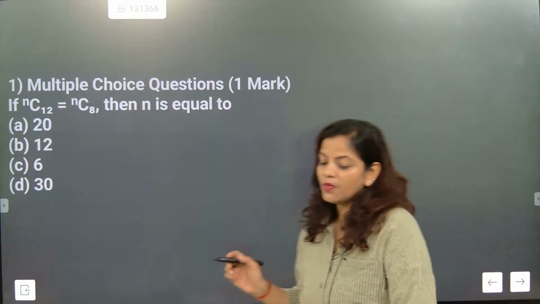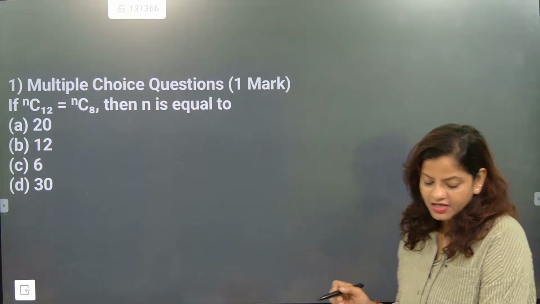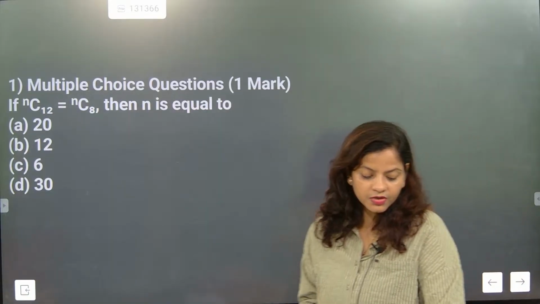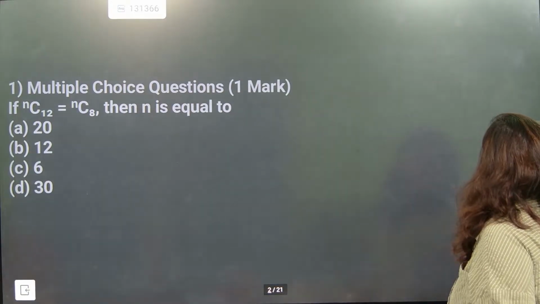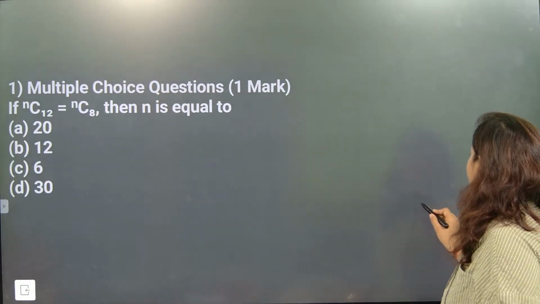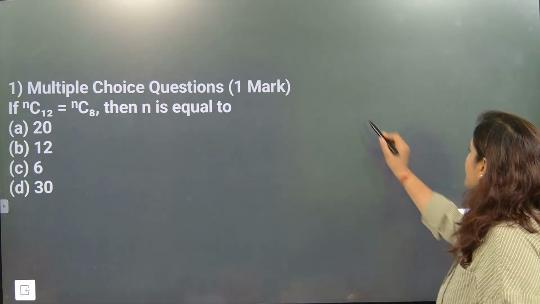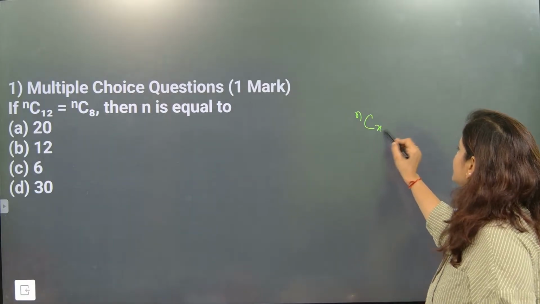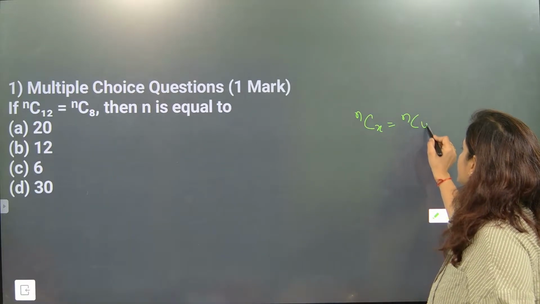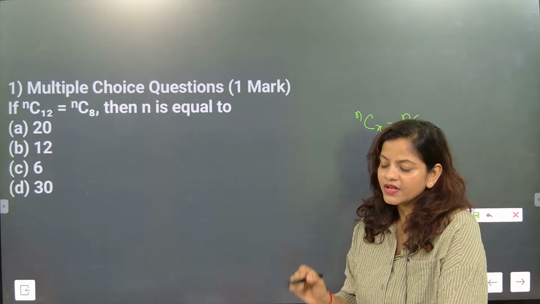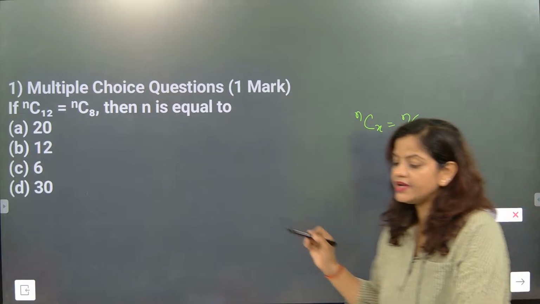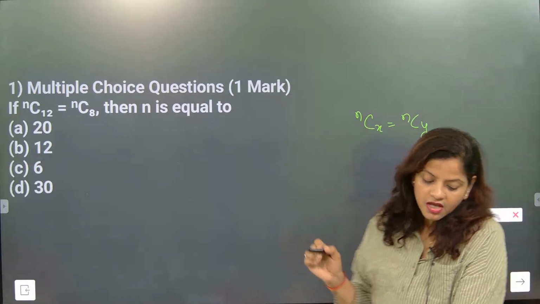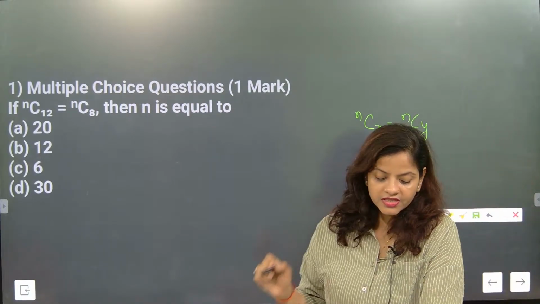Now look here, beta. What is the formula if somebody asks you nCx = nCy? One formula is there, based on that this question will be solved. nCx = nCy. Understood? So how are we going to proceed with this question? Can anybody tell me the answer for this question?